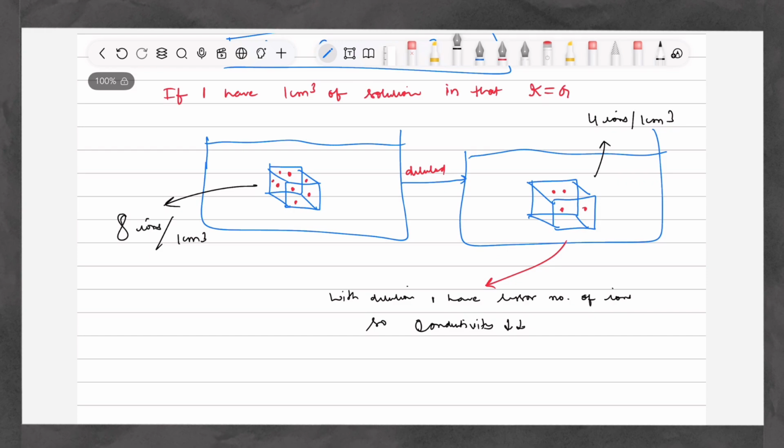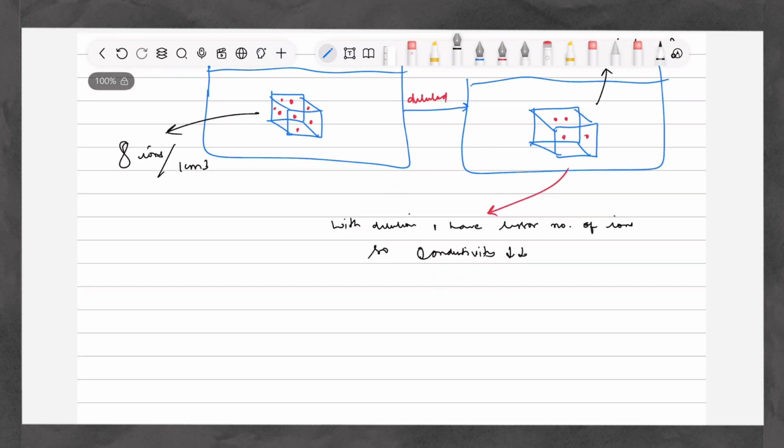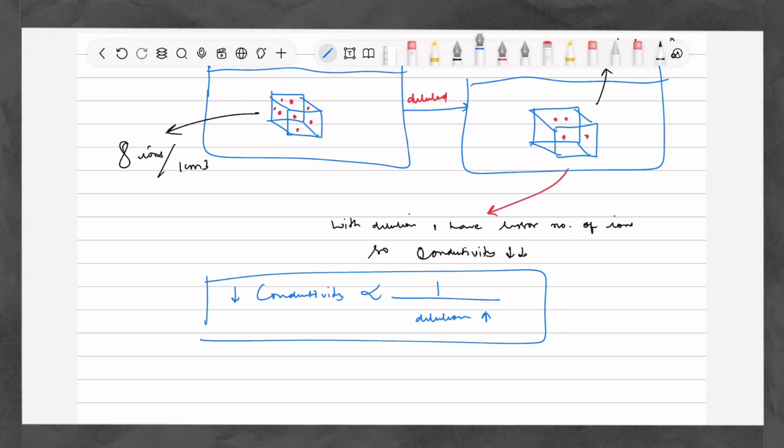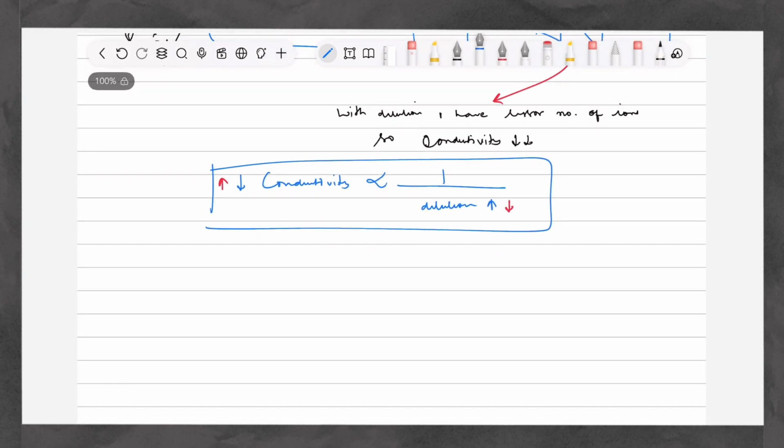So the simple concept: conductivity is inversely related to dilution. If I dilute more, if this increases, then conductivity decreases. If this decreases, then conductivity will increase. So conductivity in dilution is inversely related. Now moving to the third concept, which is molar conductivity.